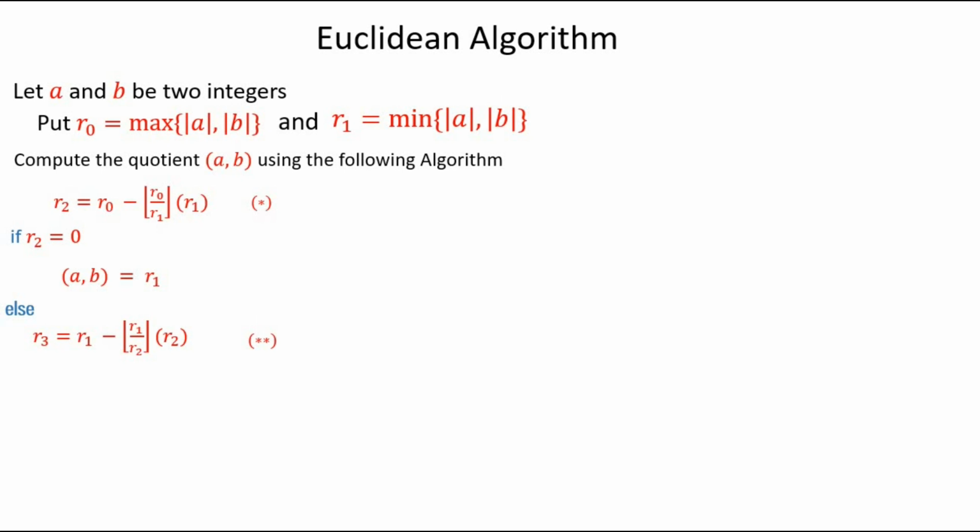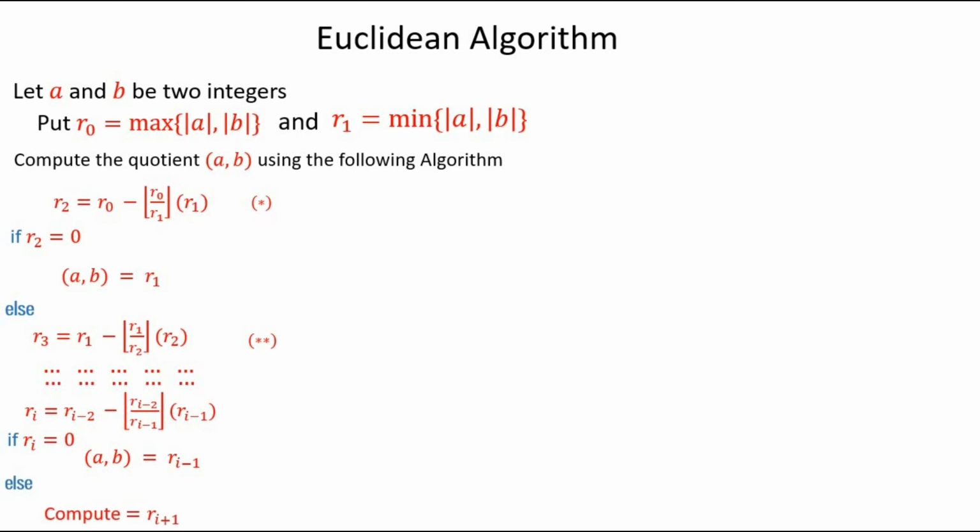Otherwise, compute r4. The general form of this algorithm is ri equals ri minus 2 minus floor of ri minus 2 over ri minus 1 times ri minus 1. If ri is equal to 0, then the GCD of a and b is equal to ri minus 1. Else, compute ri plus 1.